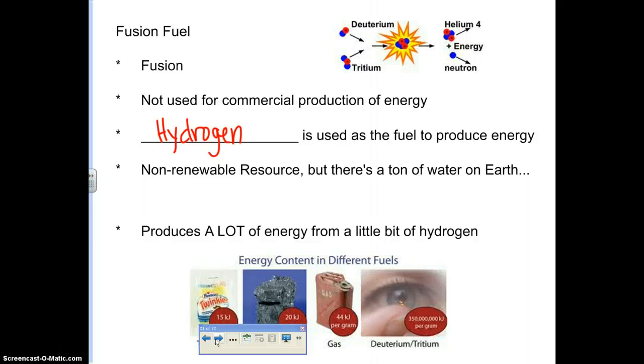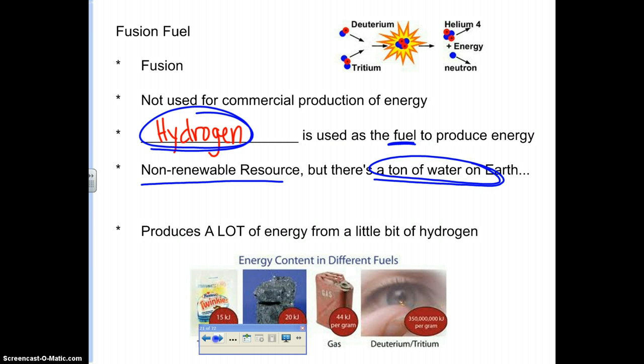Fusion fuel. So instead of fission, now we're going to talk about fusion, where atoms are fused together. Hydrogen, that's your big player here. Hydrogen is the fuel for fusion. It is a non-renewable resource, but there's a ton of water on Earth because fusion requires water to run. It produces a lot of energy from a little bit of hydrogen.